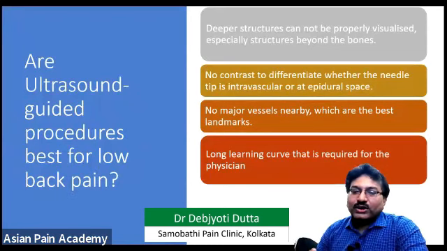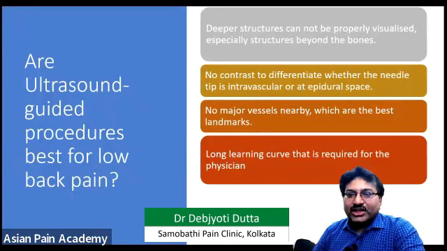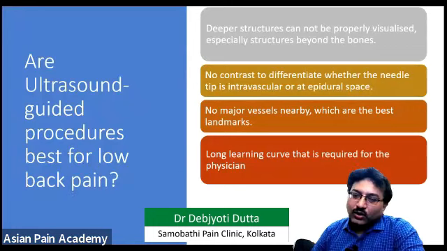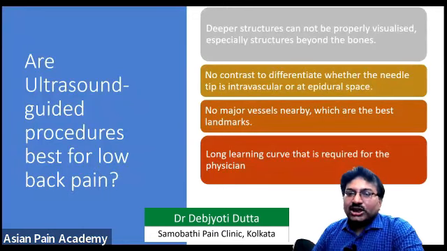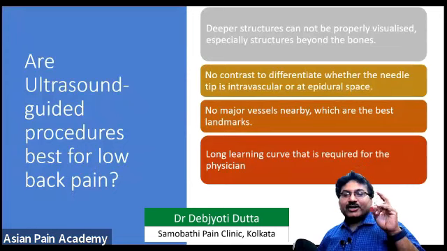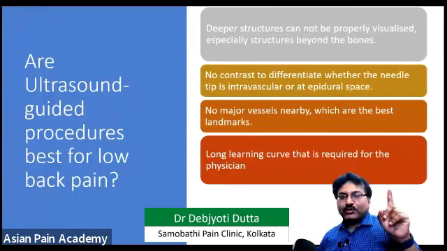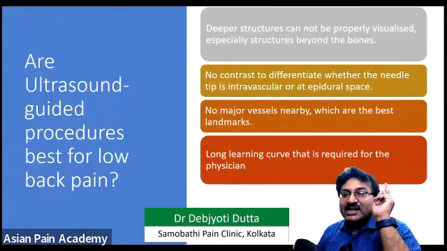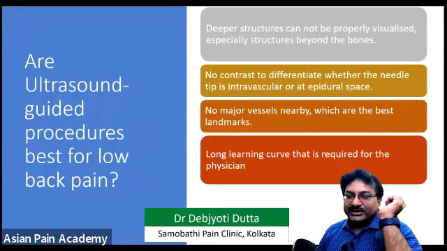Number two, as I told even in the initial introduction, there is no contrast to differentiate whether the needle tip is intravascular or in the epidural space or in the subarachnoid space. There are no major vessels nearby, which are the best landmarks. With ultrasound, we always take two landmarks: one is the bone, one is the vessel. But here there are no major vessels nearby that can be used as a landmark in ultrasound. So you have to depend on the bony outlines only.